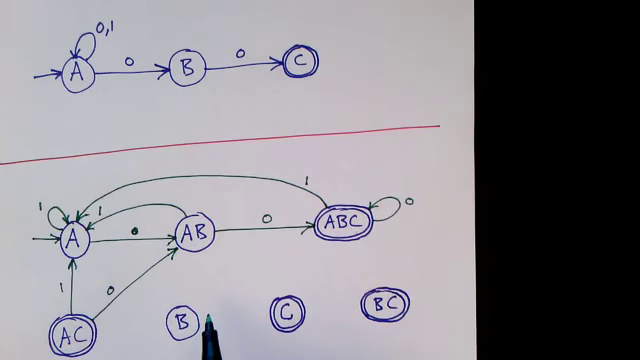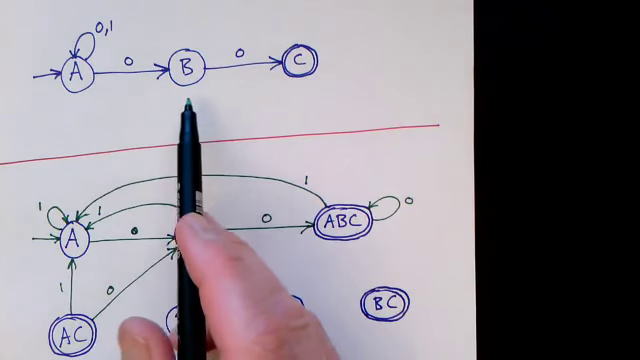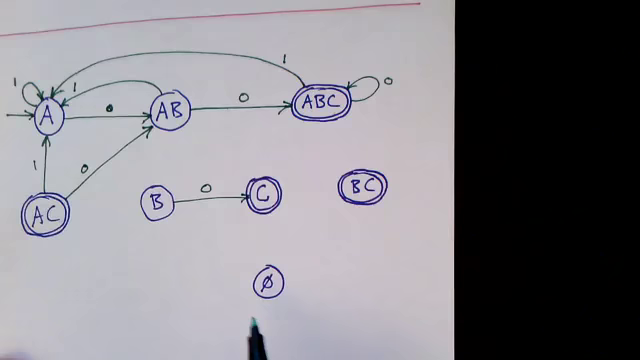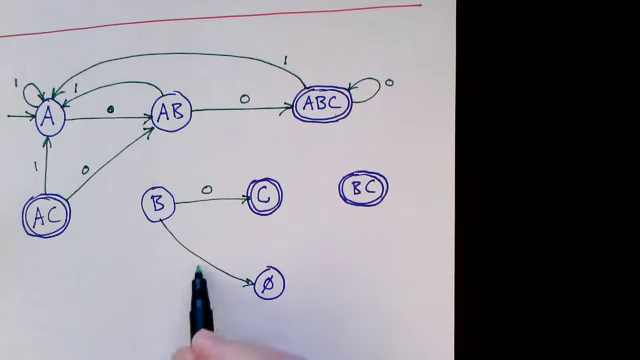And continuing along these lines, if we're in state B and we see a 0, we must go to state C. So I'll put that edge there. And if we're in B and we see a 1, well, we don't have any place to go. So we're in no state at all. So I have an empty state down here, so I'll put a 1 there.